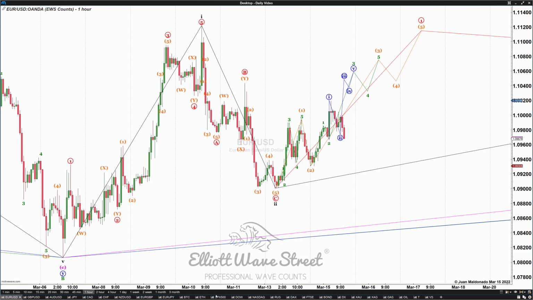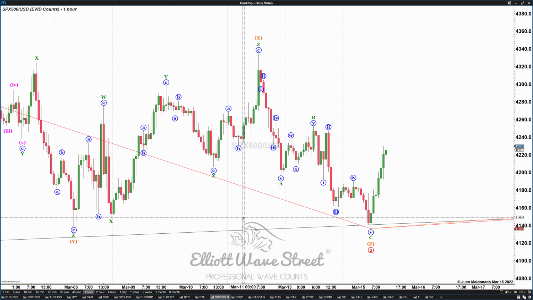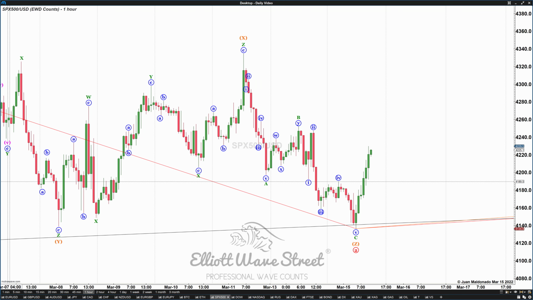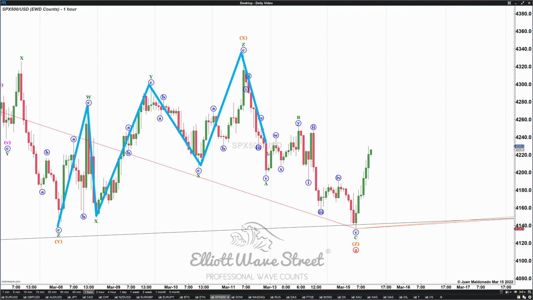I really like it. Let's have a look at another example, the S&P. The S&P is fantastic because I was thinking that this could be a leading diagonal, wave 1, 2, 3, 4, 5, as an impulse. And then I was looking for an ABC down. And look what we have here, a nice rejection of this candle. That was pretty good, pretty interesting.